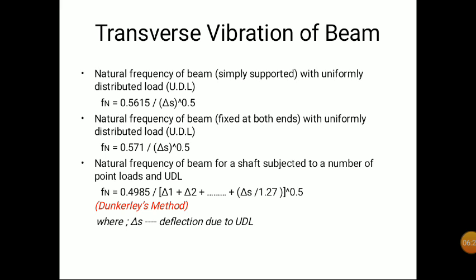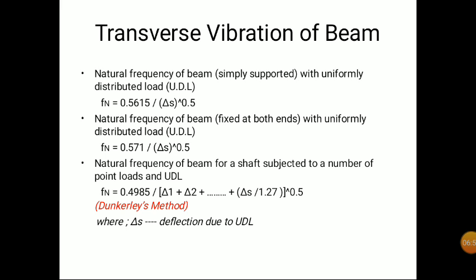So these are the different things we are getting. The first two equations are almost similar: natural frequency of a beam simply supported with UDL, and second, natural frequency of a beam fixed at both ends with UDL. This is the equation obtained by substituting the value of 2 pi and g. This is the final equation. But the third equation is somewhat important. This is the most important case, the usual case asked in the university exam also.